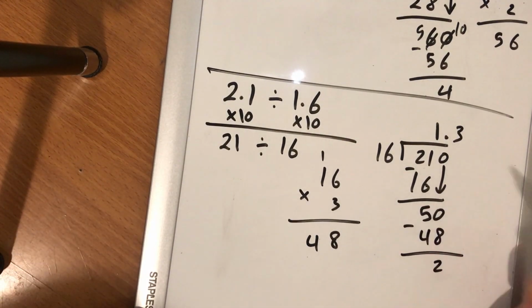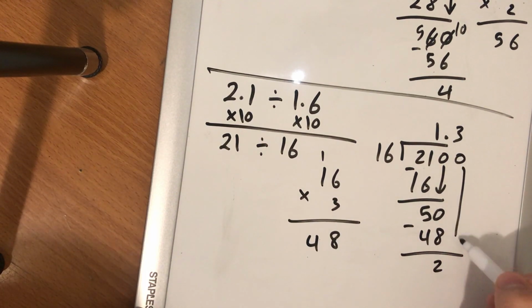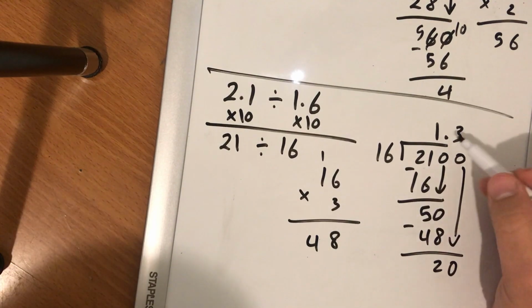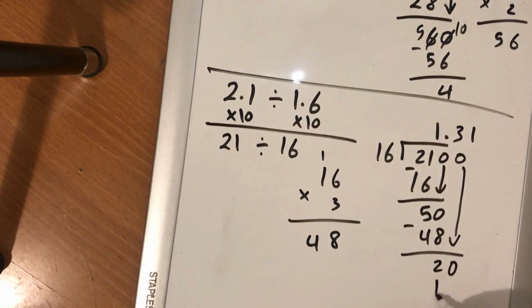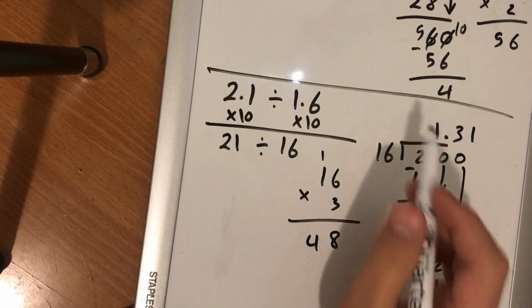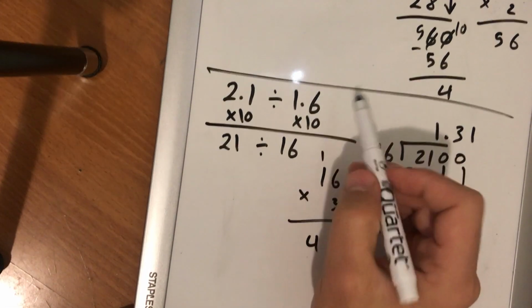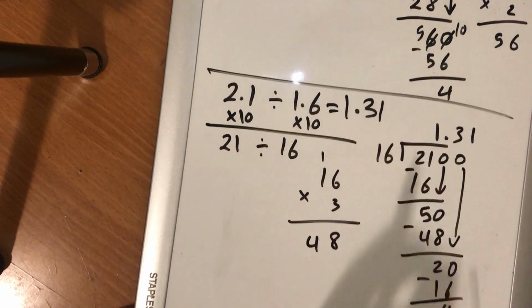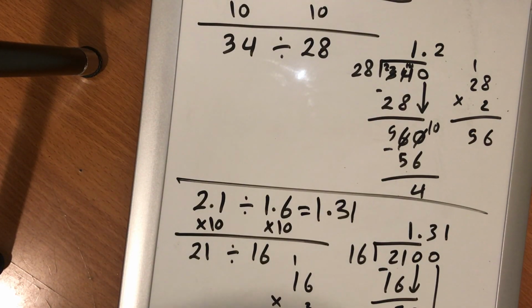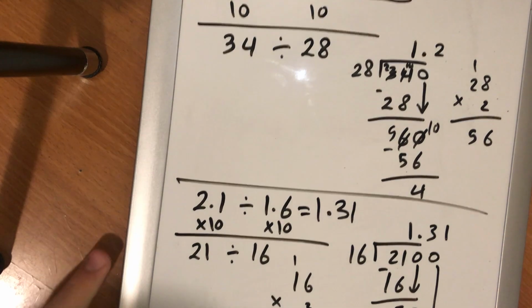If you feel like it, let's annex one more time. So I'll put a 0 and bring it down. 20 divided by 16, at least 16 goes in there once. 1 times 16 is 16. Subtract, a 4. If you'd like to annex more and more, go ahead. But the answer for now is 1.31. That is how you divide decimals. Let's now do addition of decimals.